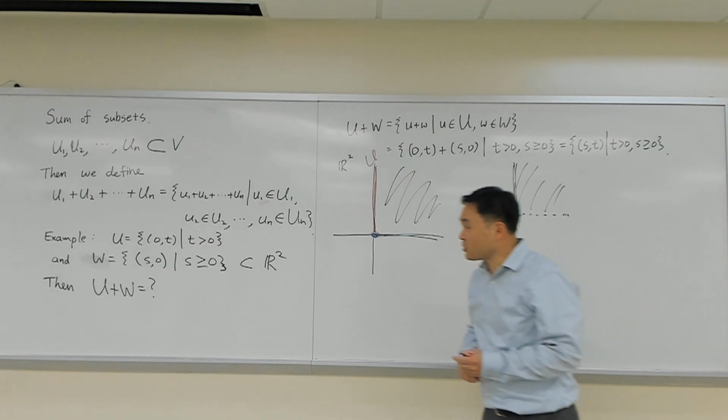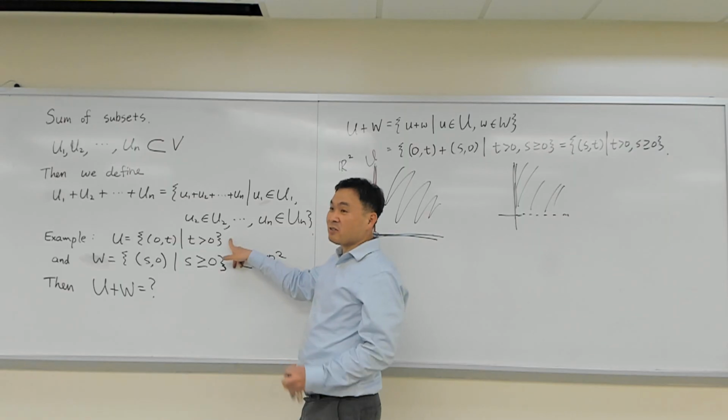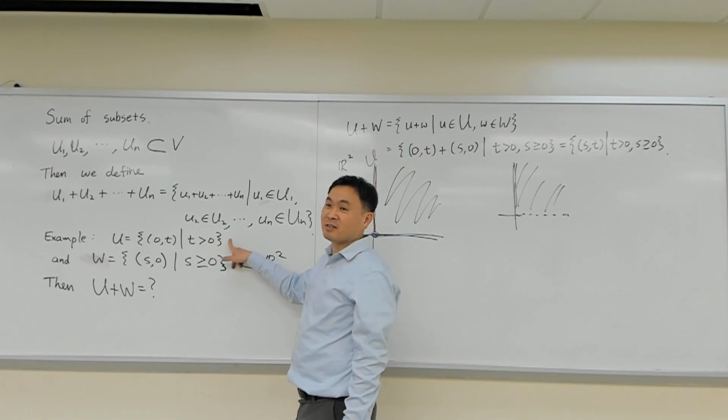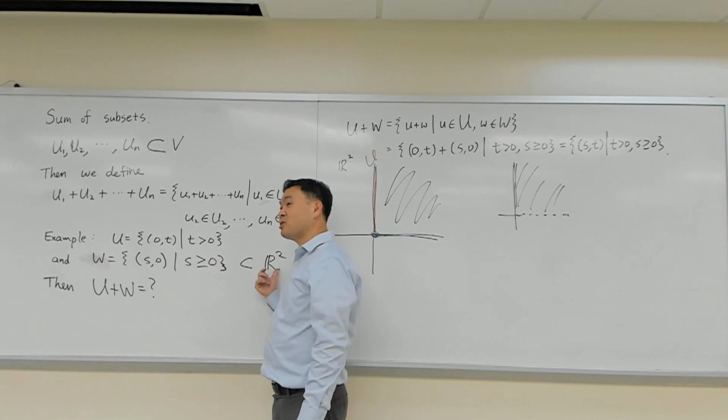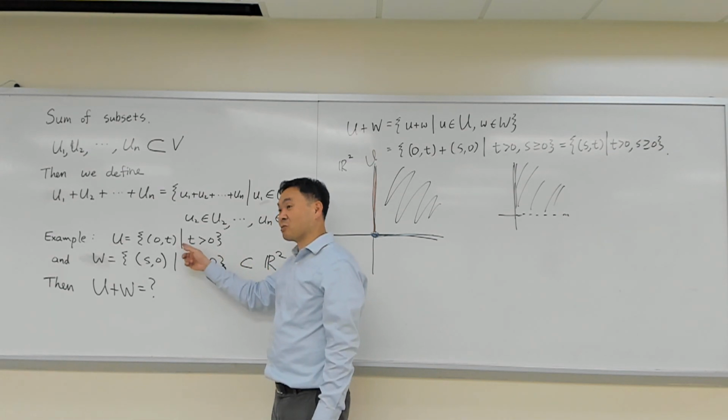Let me ask another question. Is U a subspace? No. Why not? It doesn't contain 0. It doesn't contain (0, 0), right? R2 is a vector space, but this is not a subspace. It's just a subset, right?